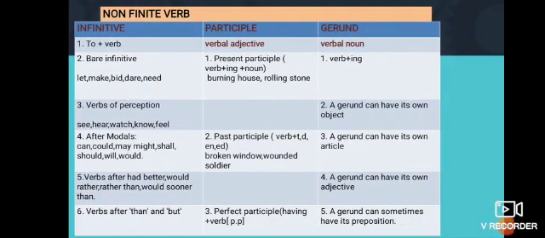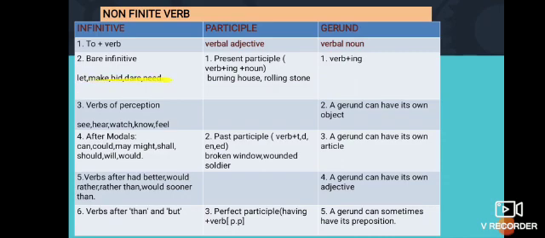Next is the non-finite verb. Now non-finite verbs are categorized under three sections, that is infinitive, participle and gerund. First we'll go with the infinitive. So the category of the infinitive is divided into these six things. To plus verb: the verb that comes after to is always used in its first form, or you can say its root form, that is to play, to write, to give.